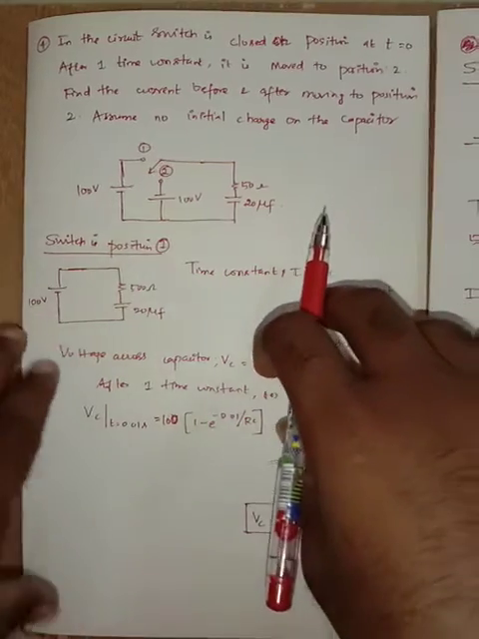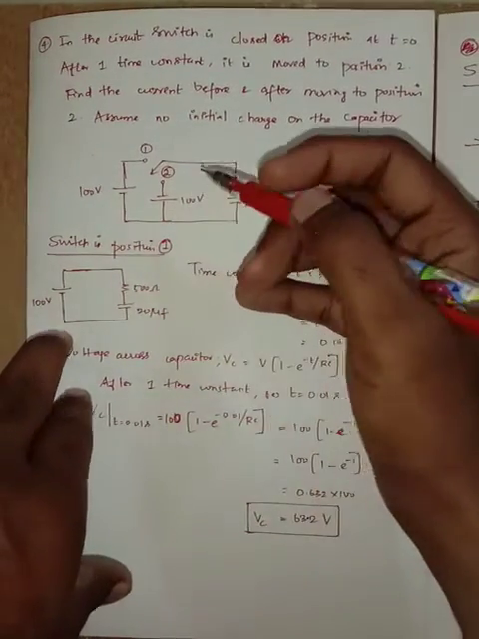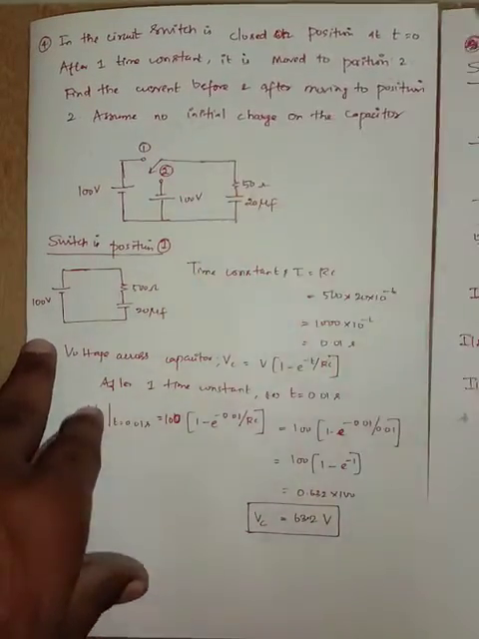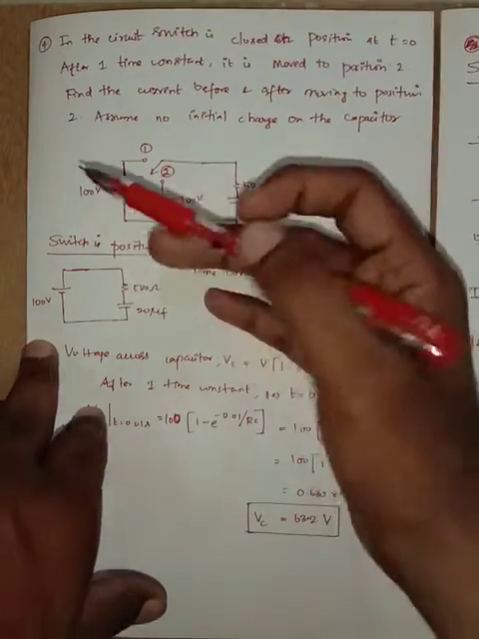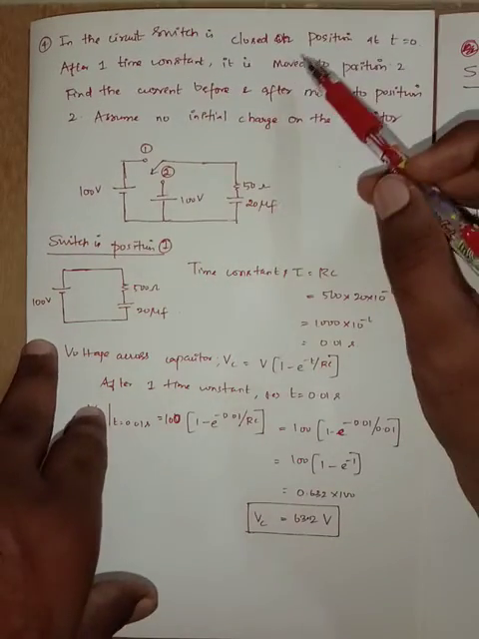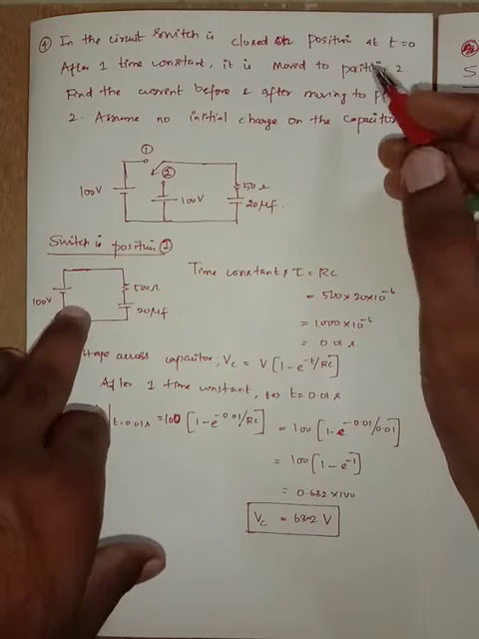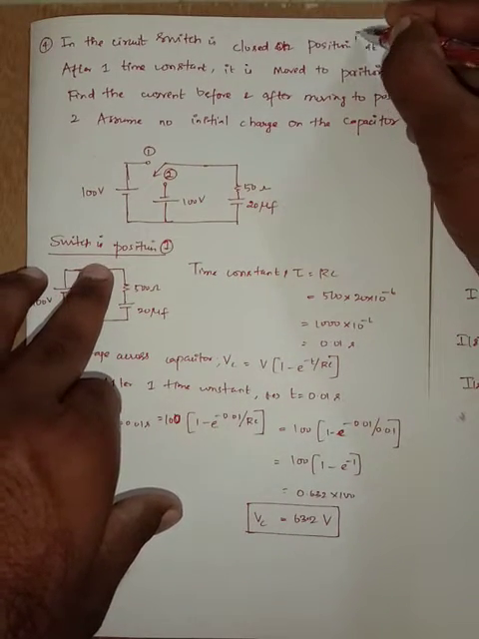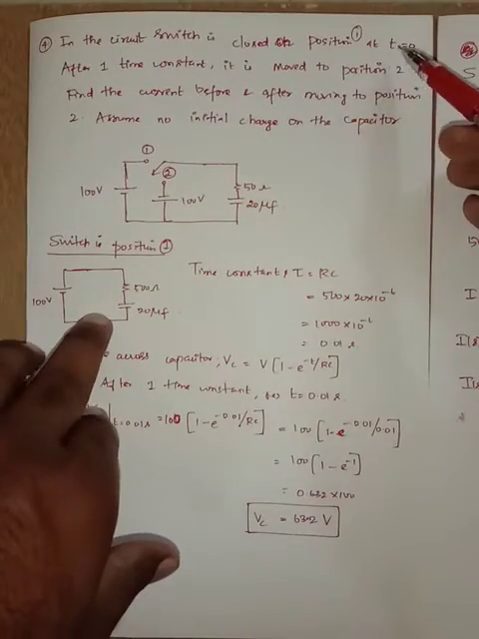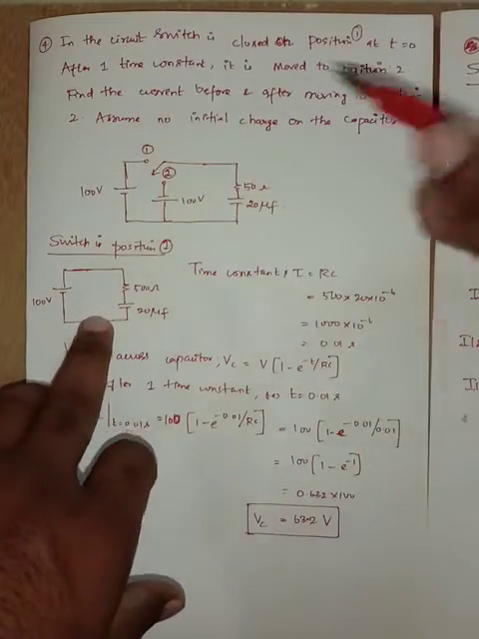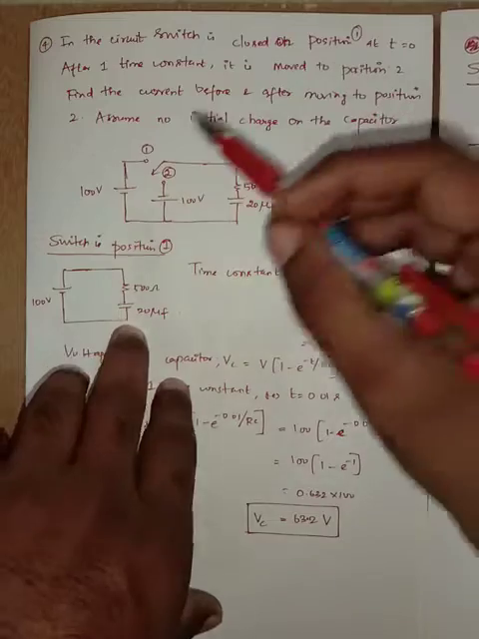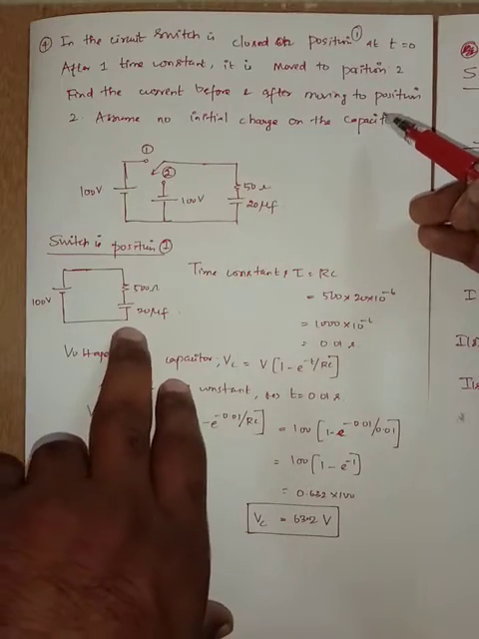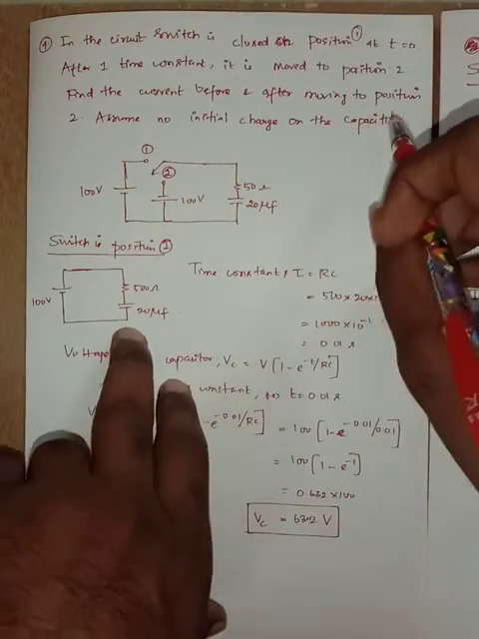Okay, so we'll do the fourth problem, which may be the last problem in this RC transients. In the circuit, the switch is closed on position one at t equal to 0. After one time constant, it is moved to position 2. Find the current before and after moving to position 2, assuming no initial charge in the capacitor.